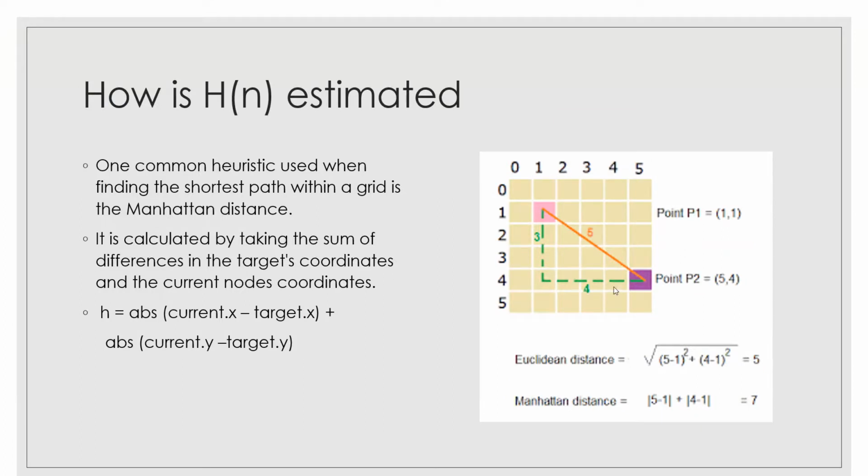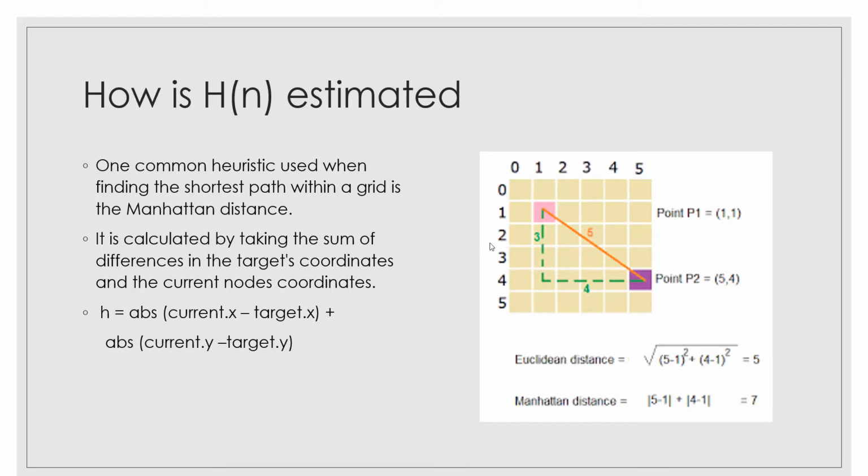Alright, so we're on to how h(n) is estimated. One of the most common heuristics used when finding the shortest path within a grid is the Manhattan distance. This one works where, when you're traversing the grid, you can only go either up and down or left and right. It's calculated by taking the sum of differences of the target's coordinates and the current node's coordinates.